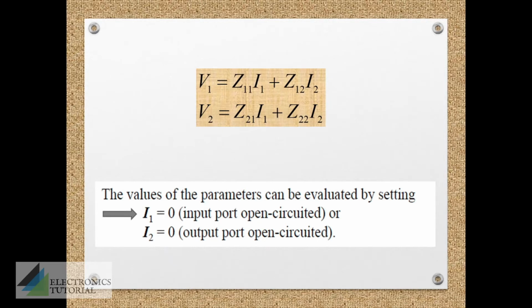Applying the value of I1 in the first equation, we get V1 is equal to Z12 into I2. That means Z12 is equal to V1 divided by I2. Similarly, the second equation also gets changed. The first term is inactive and the rest is V2 is equal to Z22 into I2. That is, Z22 is equal to V2 divided by I2.